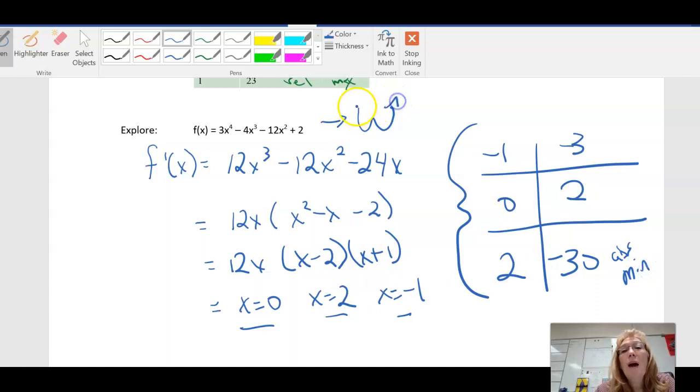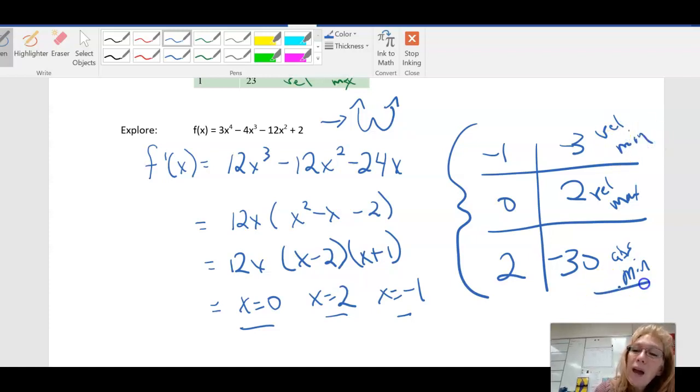Should have realized we do not have a max since it goes on forever, but this would be known as a relative max. And this one is a relative min. But this is my absolute min. They're still all 3 turning points, which is very important. All right, I hope you did a good job.